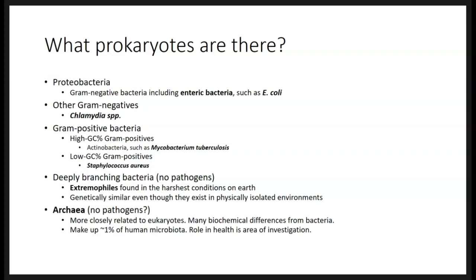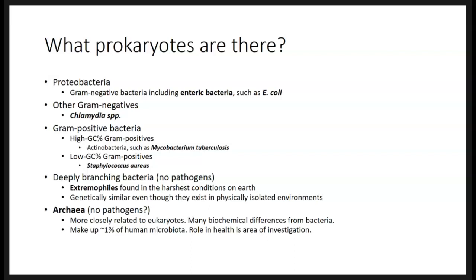So OpenStax Chapter 4 does a good job of describing a lot of the different prokaryotic organisms that there are. I don't think that you need to know or memorize all of these different groups, but I am going to give you 4 specific examples from the most important groups that matter for human health.